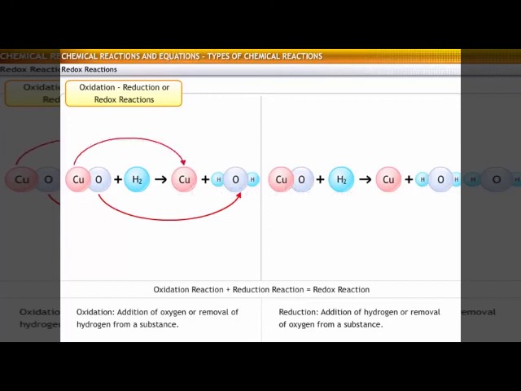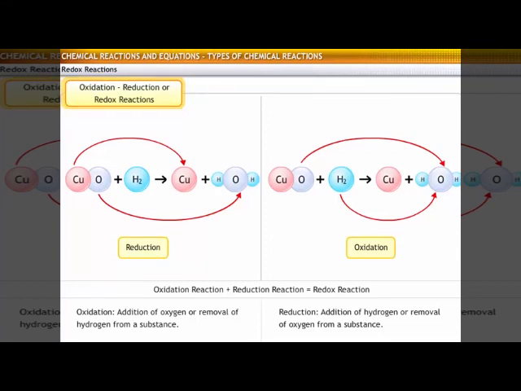On the other hand, hydrogen is changed into water. That is, oxygen is added to hydrogen. So hydrogen is oxidized to water. Thus, we find that in this reaction, oxidation and reduction occur together. Therefore, it is a redox reaction.